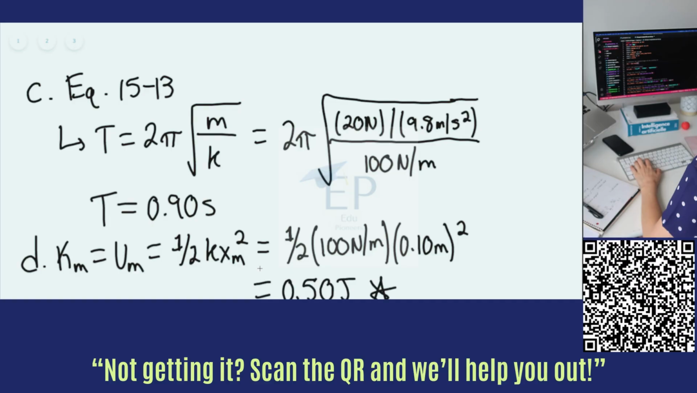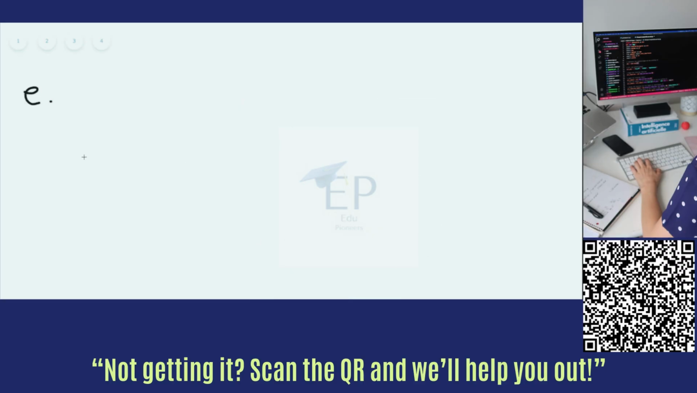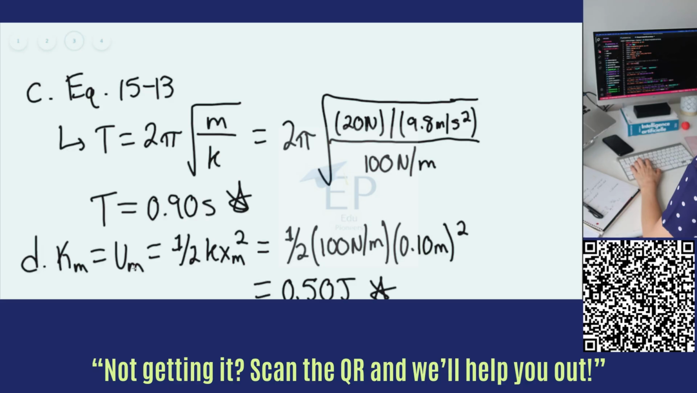So this would be your answer for D, our answer for C. For part B, my apologies. This is the final part D. The final answer for the maximum kinetic energy, or equaling the maximum potential energy, is 0.50 joules. That is the end of the solution.